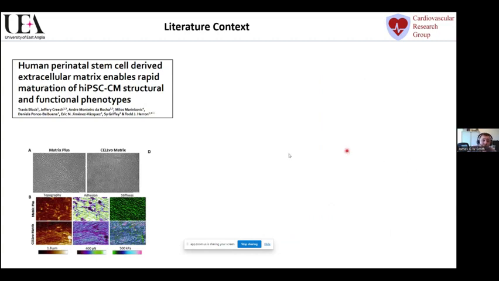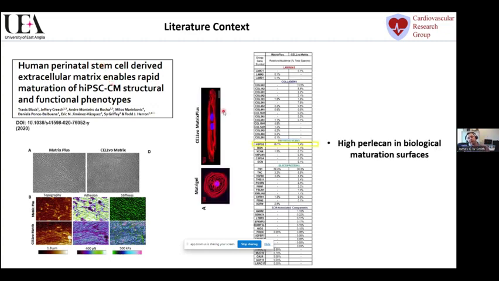This is another interesting paper. So the authors were trying to develop a maturation substrate using a biological extracellular matrix, which they derived from perinatal stem cells. So they have a biological matrix, which they showed could induce a level of maturation in cardiomyocytes, and they could compare it to non-maturation biological matrices or commercial matrices such as Matrigel. And they did mass spec between the biological ones, and they looked for the differences in the components.